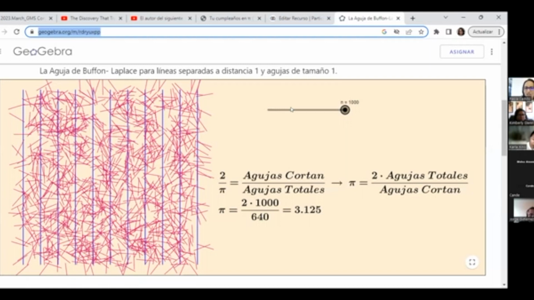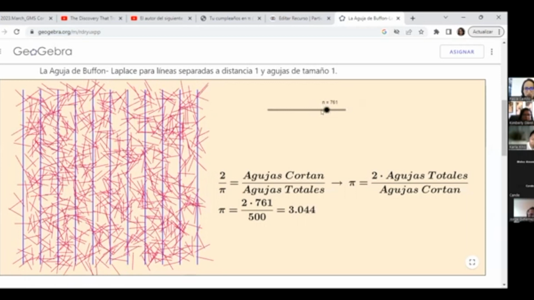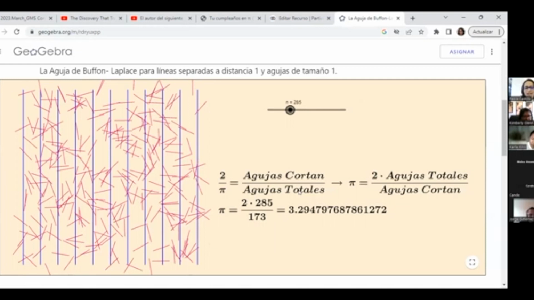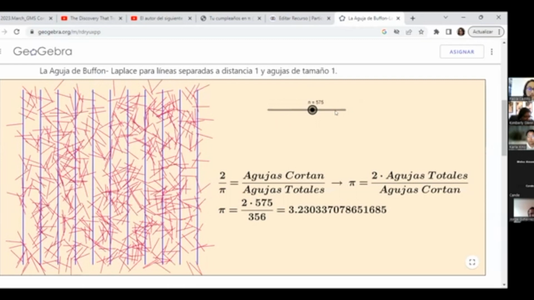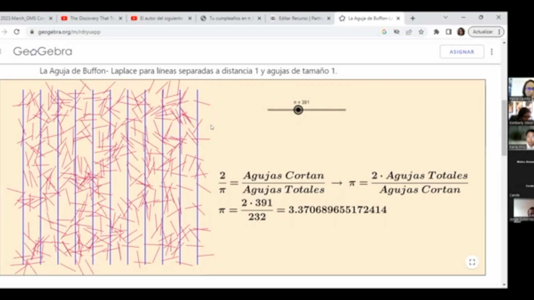So I left you a link. This link has an experiment. Do it with GeoGebra. You can see that I can do this with a lot of needles. You could do it interactively here, and you can see that instead of 2 times the distance, it does it with 1. That's why there's a 1, but you can see how there's an experiment here. And I see that if I repeat, the probability increases. We also have the probability.